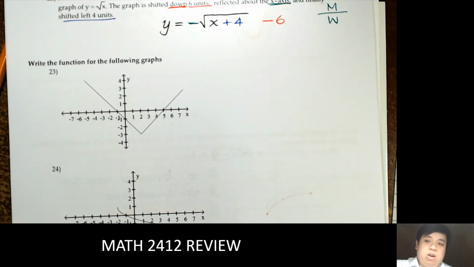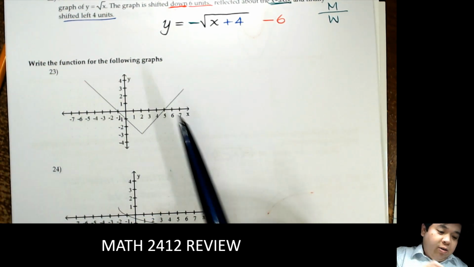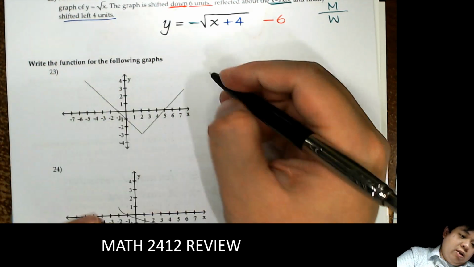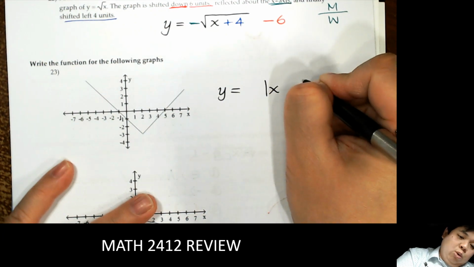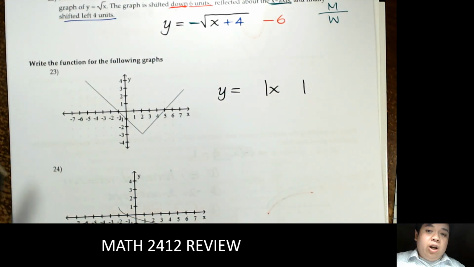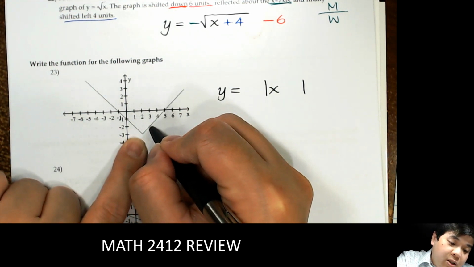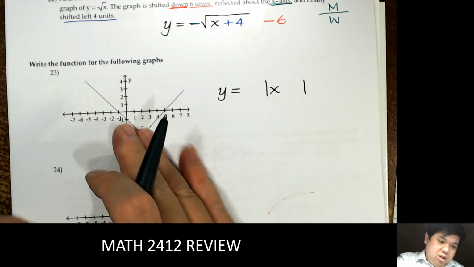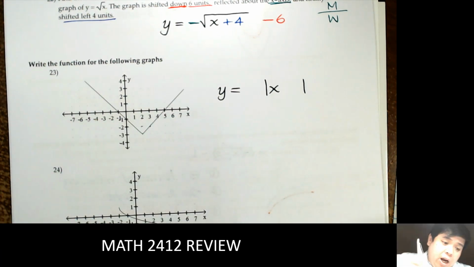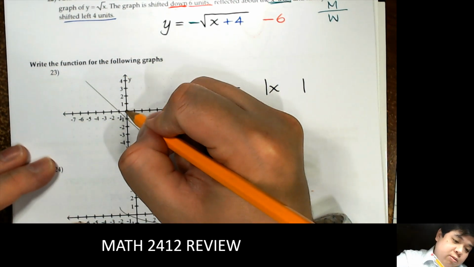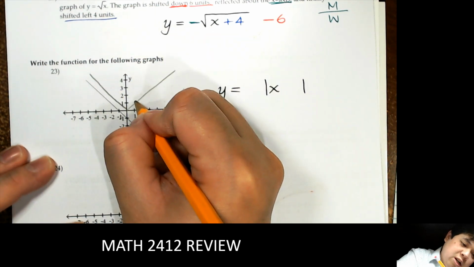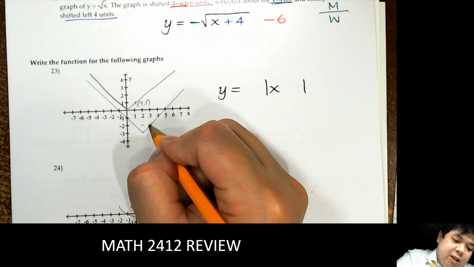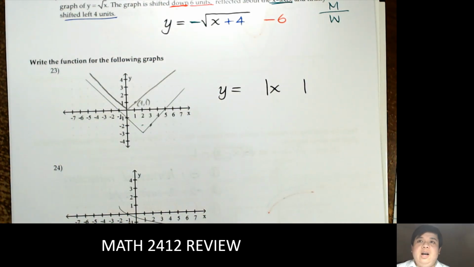Next we have graphs where we just write a function. First, this graph is the shape of absolute value of x. So we start with y equal to absolute value of x. We might add something to it later. Also, what we see is there's no stretching or shrinking because this just goes up 1 for every 1 to the right. So it's not very skinny or very wide. So that's still just absolute value of x. Originally, absolute value of x looks like this. See, that's what I'm talking about, 1 and 1. Right there. So we don't have any stretching or shrinking here, just shifting.